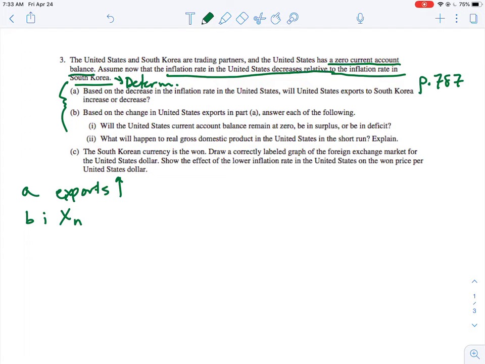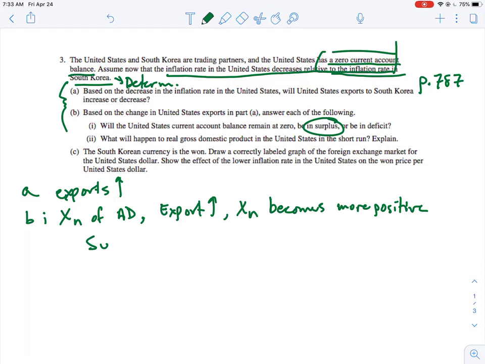XN is a component of AD, and if we are exporting more, if exports go up, then XN becomes, it's hard to say it goes up because granted it said that they started off in deficit, but I usually say it becomes more positive. All right. And since we started at zero, that's what we have up here, then we know that we are going to be in surplus. So for B1, the word that you want to say is surplus. That's your one word answer.